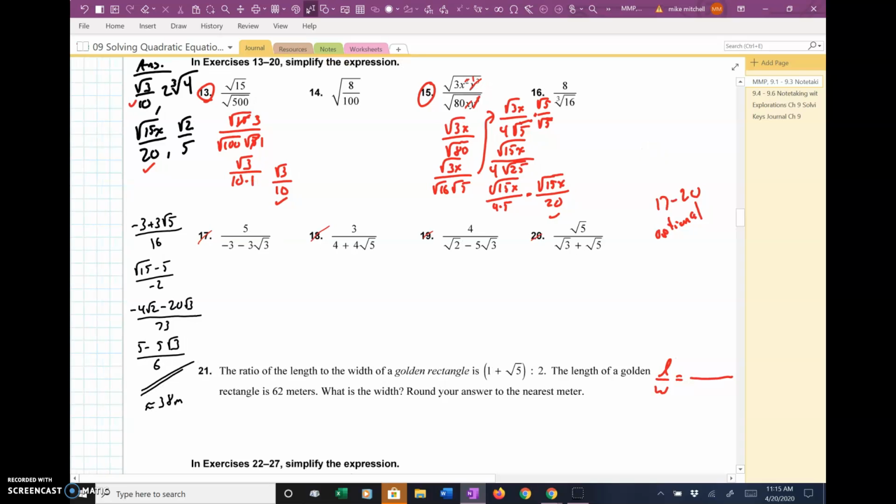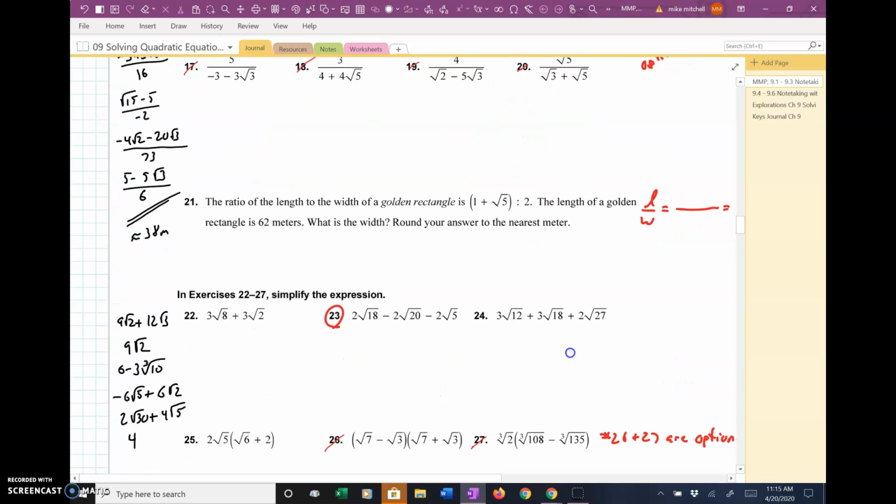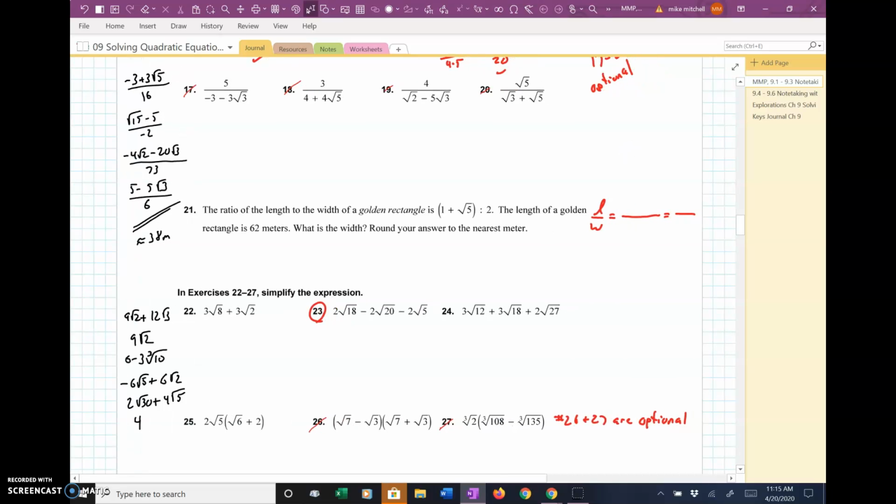17 to 20 we're skipping. Sorry for this running a little long. There's a lot of problems in here. 21, golden ratio, length to width ratios. So that's going to be 1 plus square root of 5 over 2. So the length is in the top, the width is in the bottom. That's going to be 62 over x. You can cross multiply and solve that. In fact, just skip that one. Don't worry about it. It's going to require some of that 17 to 20 work.